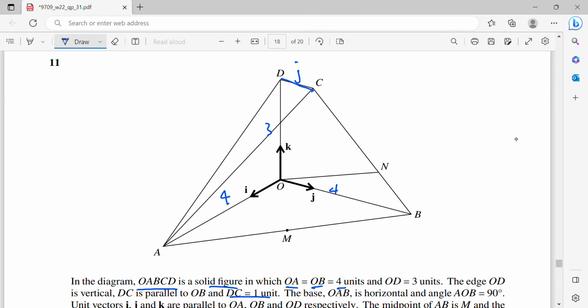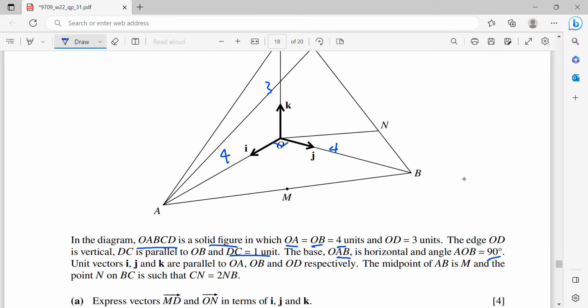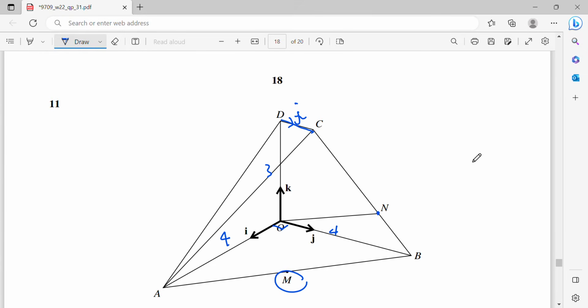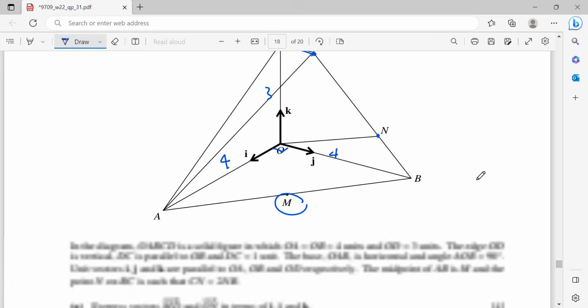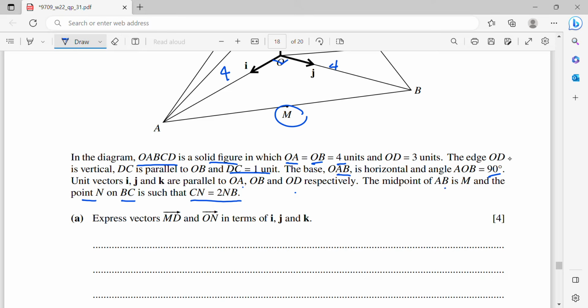So, this is J. Now the base OAB is horizontal and angle AOB is 90 degrees. So AOB is 90 degrees. Now unit vectors I, J, K are parallel to OA, OB, and OD respectively. The midpoint of AB is M. This is the midpoint M. And the point N on BC is such that CN is 2 NB. So this is N and here is C.